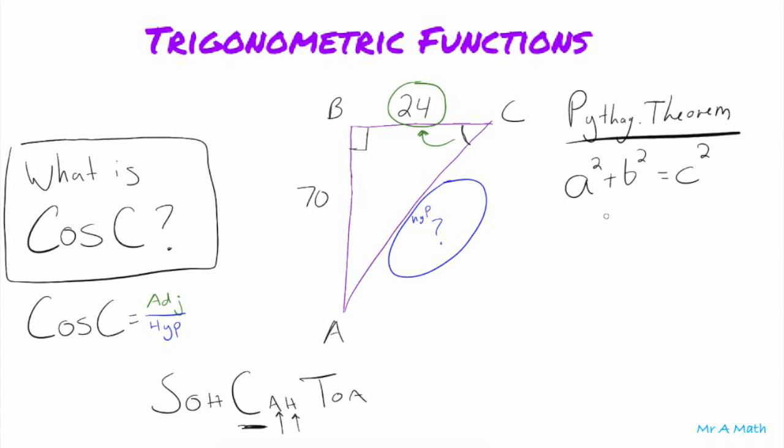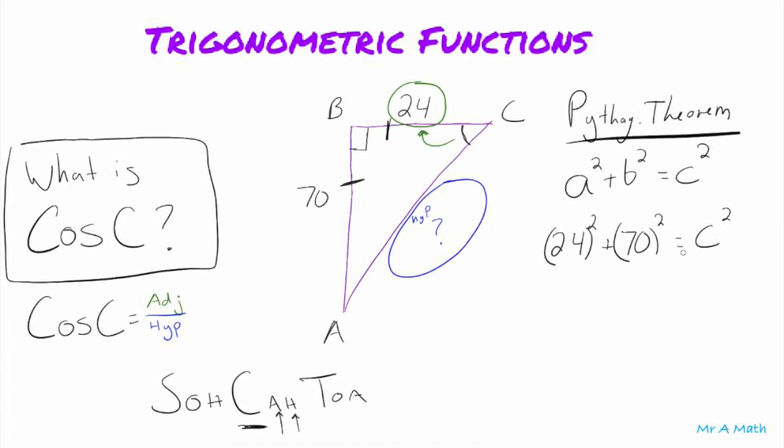Oftentimes, that's the biggest mistake with the Pythagorean Theorem: students will just always plug in their sides for a and b. In this case, we are going to plug in a and b, but it's only because these two sides are the legs of my triangle. So 24 goes in for the first leg, and 70 is the second leg, so 70 goes in for b. And c is always whatever the hypotenuse is, but we don't know what it is, so we're just going to write it in as c squared, and now we can solve for it.